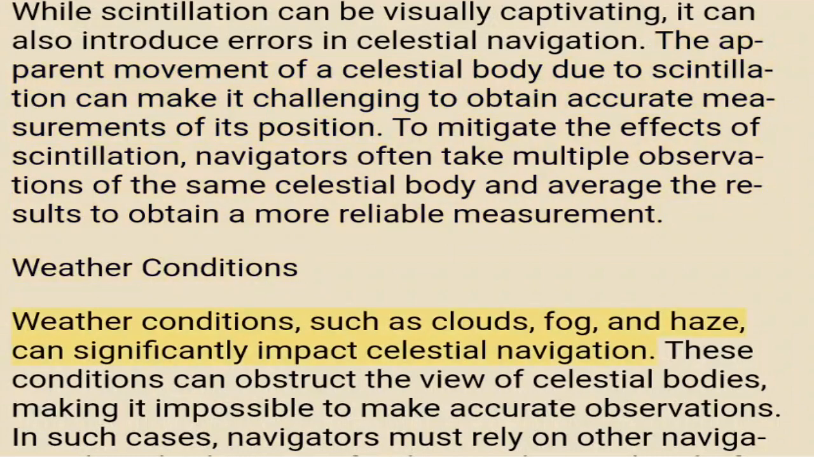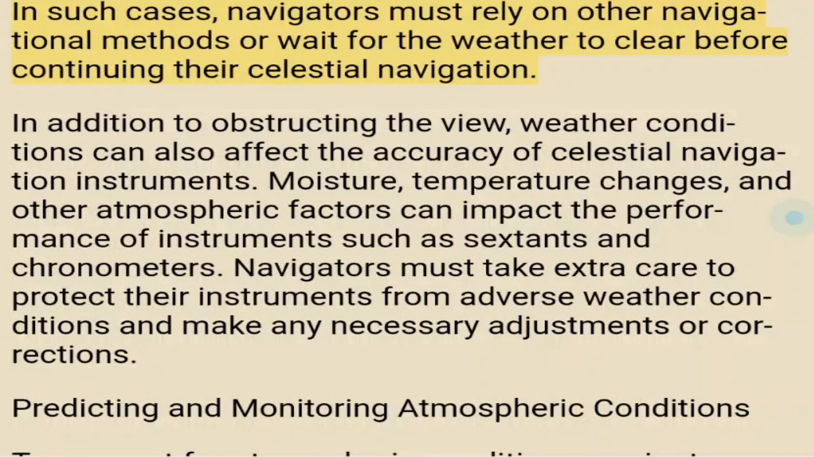Weather conditions. Weather conditions, such as clouds, fog, and haze, can significantly impact celestial navigation. These conditions can obstruct the view of celestial bodies, making it impossible to make accurate observations. In such cases, navigators must rely on other navigational methods or wait for the weather to clear before continuing their celestial navigation. In addition to obstructing the view, weather conditions can also affect the accuracy of celestial navigation instruments. Moisture, temperature changes, and other atmospheric factors can impact the performance of instruments such as sextants and chronometers. Navigators must take extra care to protect their instruments from adverse weather conditions and make any necessary adjustments or corrections.